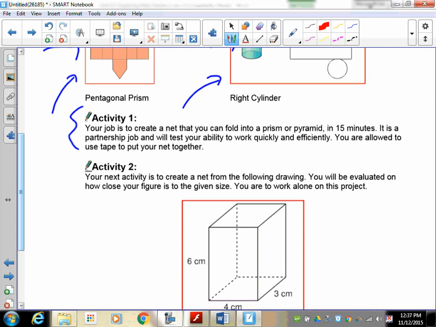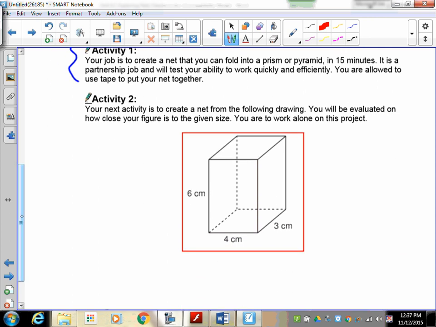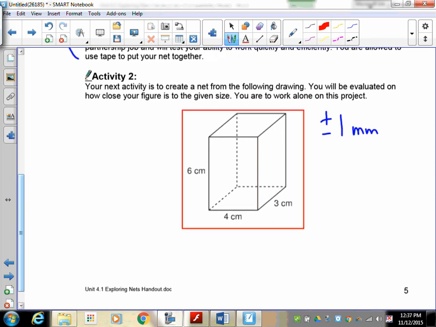Once you've got that one, you're going to pass it in to me, and I will mark it and I will return it. The second one you're going to do, now you have to be more specific. I need you to create this particular rectangular prism. It must be 6 centimeters high, with a 4 centimeter by 3 centimeter base. It must be perfect. I'm going to give you a plus or minus 1 millimeter variance that you can be out. Anything outside that, you lose significant marks. Tape it together and hand it in.